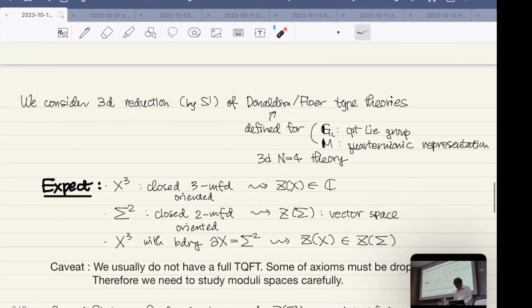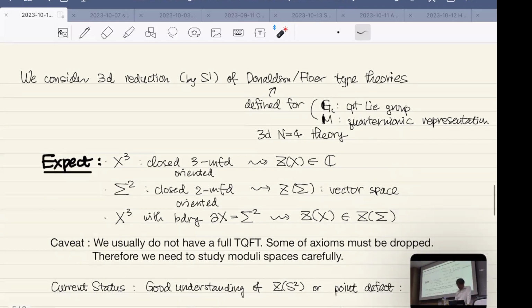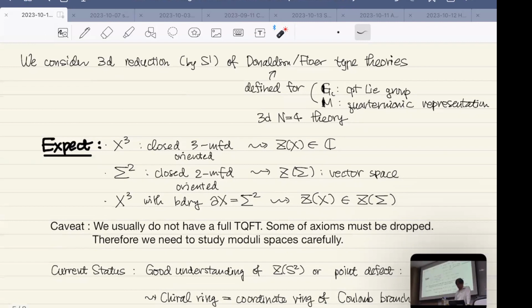There's no general recipe for that. Although I defined the topological quantum field theory as a functor, this is not achieved in general, so you must drop some condition. This is the delicate part. In practice, if you try to construct a topological quantum field theory, you really need to carefully study the properties of moduli spaces, what kind of property you can still have and what property you lose. So you must check them case by case.